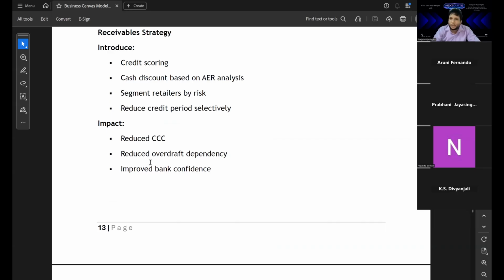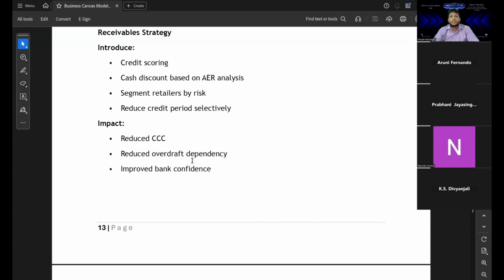Automatically, when you improve your cash conversion cycle and have a cash surplus, you are not going to deal with overdraft dependency because you have additional cash. You can invest it in a short-term investment, like a fixed deposit or a money market account. You can have money, right?